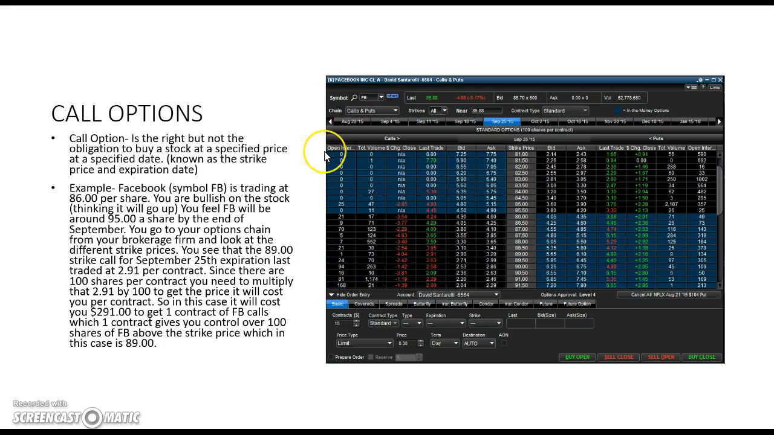Okay, call option. A call option is the right but not the obligation to buy a stock at a specified price at a specified date, known as the strike price and expiration date.